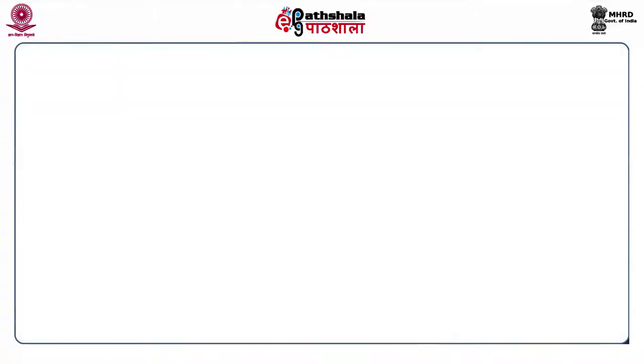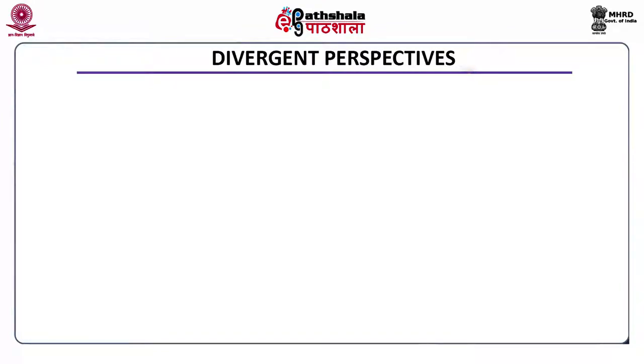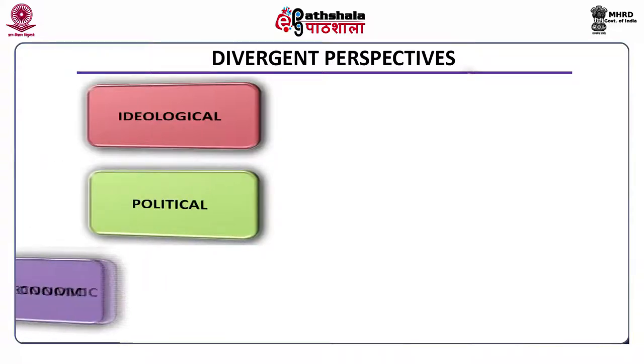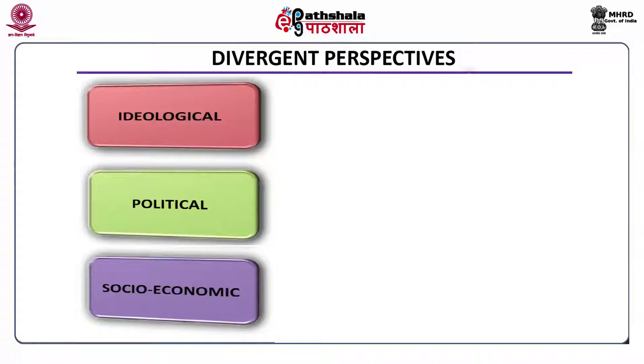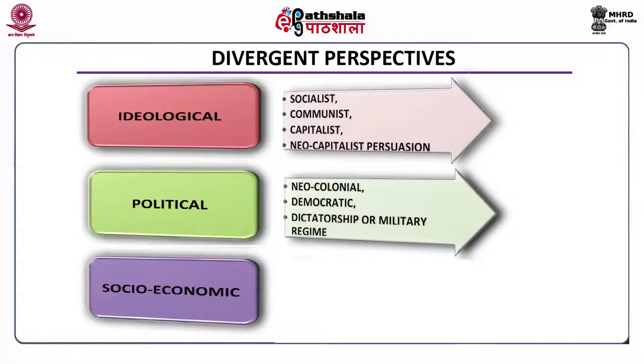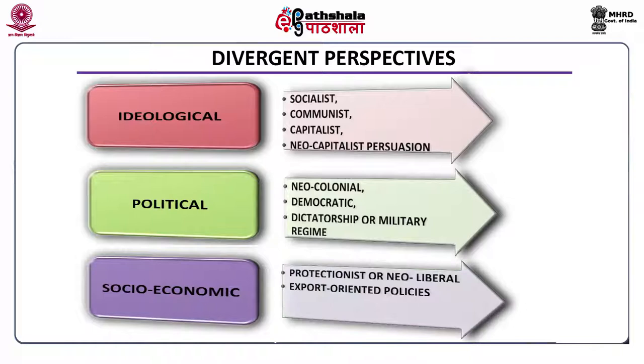The role of the state in industrial relations is determined by its political, ideological, and socio-economic orientation. This has a direct impact on the model it adopts for economic development. Divergent perspectives. The role of the government can be of three typologies: one, ideological; second, political; third, socio-economic. Ideological is further divided into four: socialist, communist, capitalist, new capitalist persuasion. In political, the government can adopt the role of neo-colonial, democratic, dictatorship, or military regime. In the socio-economic category, they can adopt the role of being a protectionist or a neoliberal.